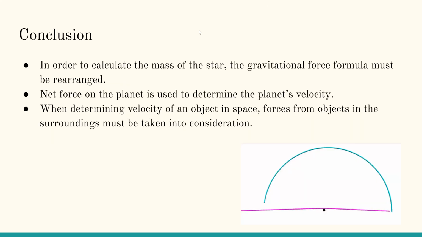So in conclusion, to calculate the mass of the star, the gravitational force formula must be rearranged. And the net force on the planet is used to determine the planet's velocity. And then when determining velocity of an object in space, forces from objects in the surroundings must be taken into consideration.